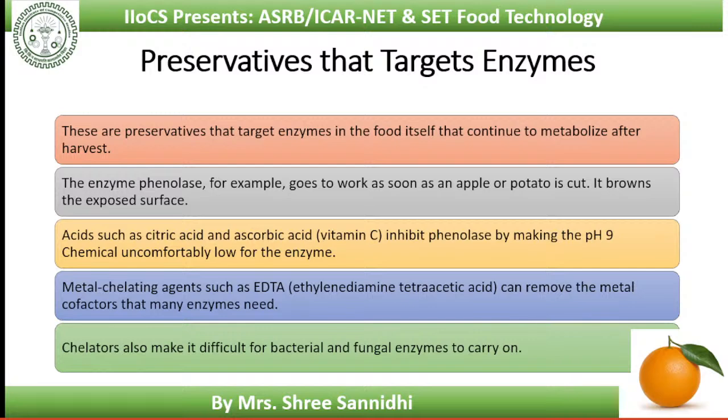Metal chelating agents such as EDTA, ethylenediaminetetraacetic acid, can remove the metal cofactor that many enzymes need. So enzymes need cofactors for their activity. In order to have their reactions faster, they require these cofactors. So these cofactors are blocked by EDTA in the process. Chelators also make it difficult for bacterial and fungal enzymes to carry on the deterioration in the food.